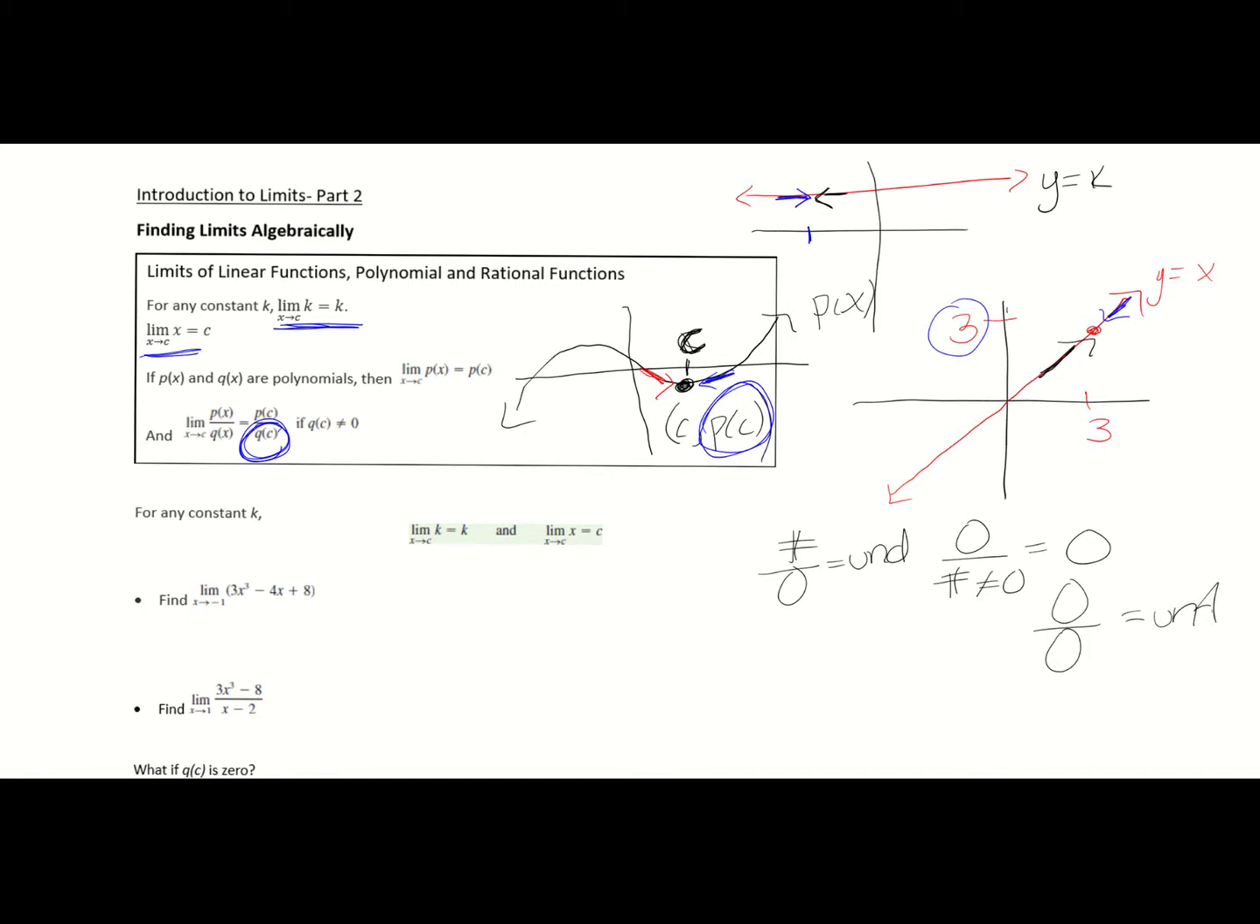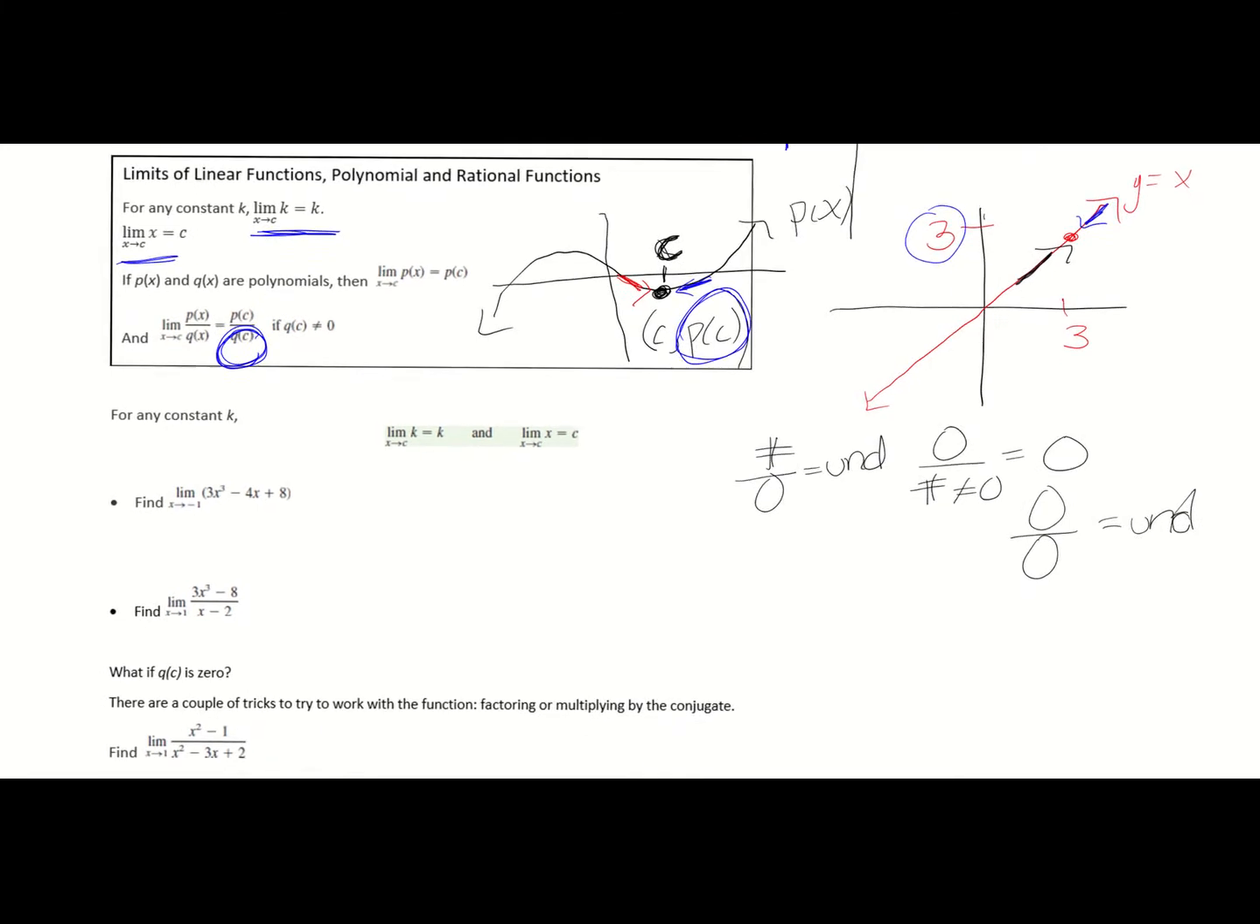The bottom 0 always overpowers. Anytime you have 0 in the denominator, it is undefined. So that's important to kind of remember. Okay, so we can use this to find limits, and if you can plug in the c and it doesn't give you that the bottom is 0, then it's very quick to find the limit algebraically, right?